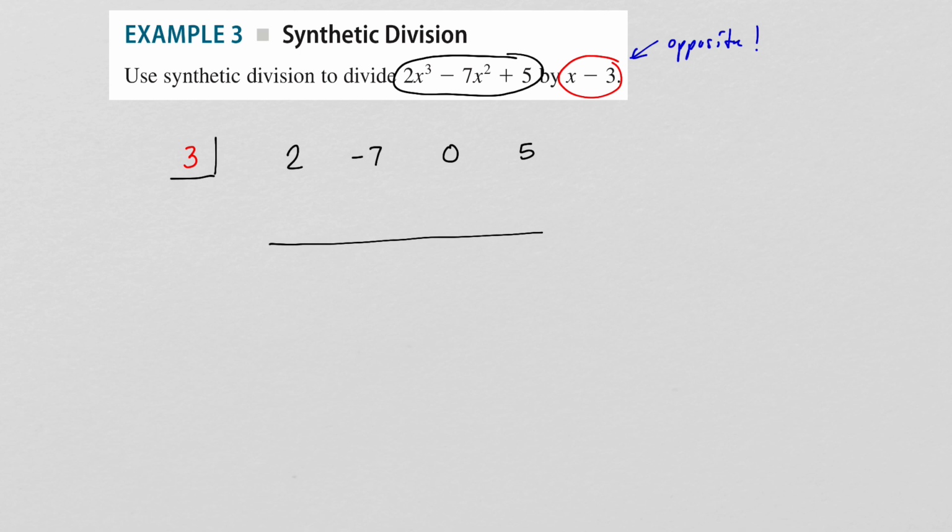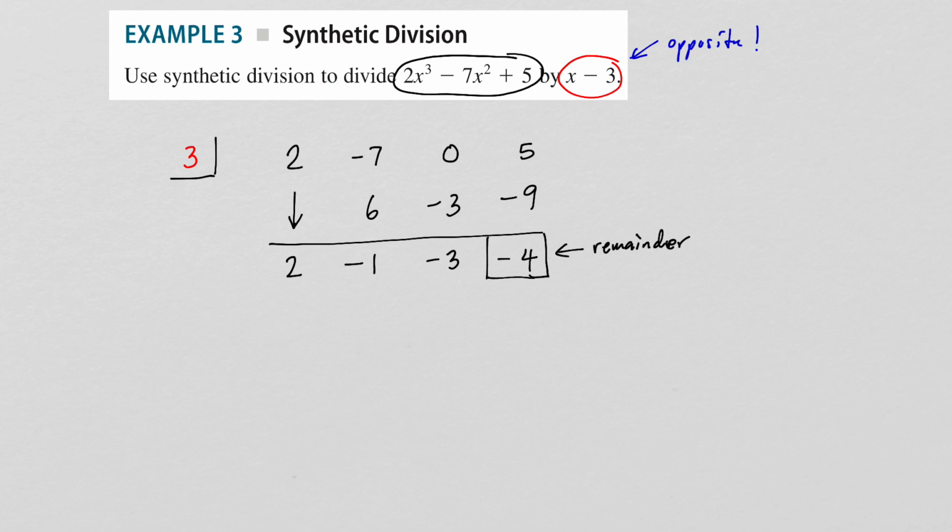Okay, the first step now in the actual division is we're going to bring the number 2 down here, and then we multiply. 3 times 2 is 6. We put that answer here, and then we add these two numbers together, which gives us negative 1. And then we multiply again. 3 times negative 1 is negative 3. When you add those together, you get negative 3. And finally, 3 times negative 3 is negative 9. And when we add these together, we get negative 4. And I like to put negative 4 in the box. This is our remainder.